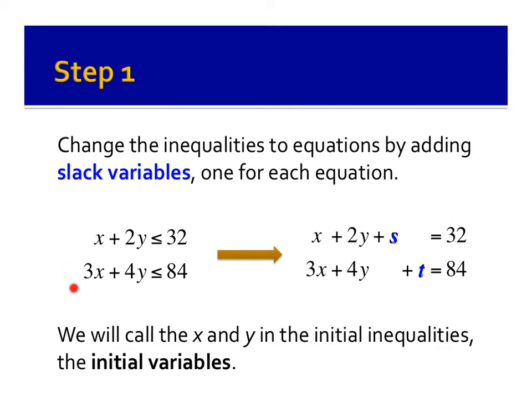And same thing here, we have this inequality, 3x plus 4y is less than or equal to 84, but maybe all we have to do is add this little slack variable t, and that's how we get it equal to 84. And so the x and y, as I said here, are the initial variables, but the ones that we're interested in, the s and t, are called the slack variables. And so that's the first step that you'll do, is just to convert it.